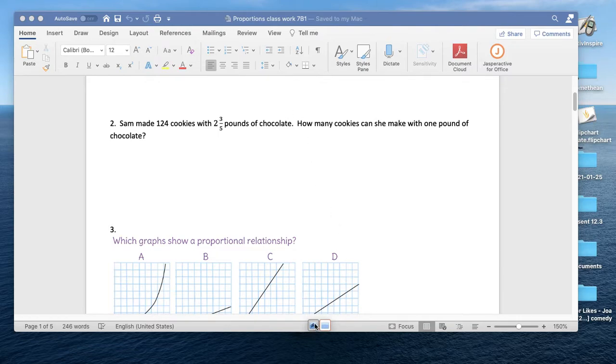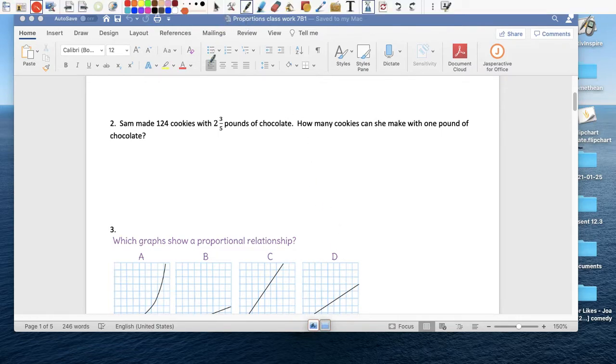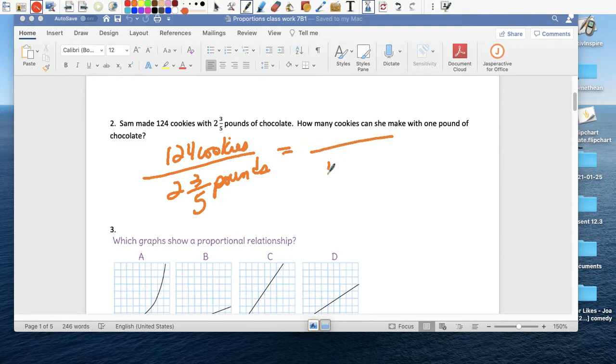This one. Okay, so we go back to units. We have 124 cookies. Hopefully I'm doing the right one. 2 and 3/5 pounds of chocolate. So with 2 and 3/5 pounds of chocolate, we can make 124 cookies. They're asking us, with 1 pound of chocolate, how many cookies can I make? So this is the unit rate, right?